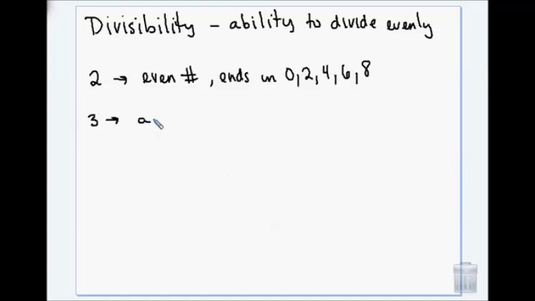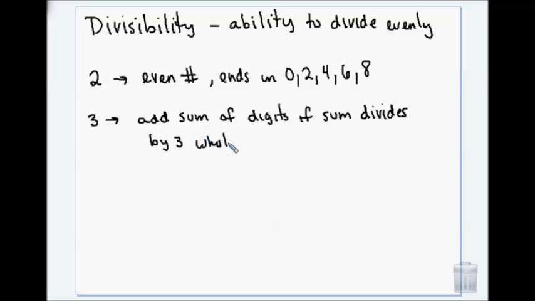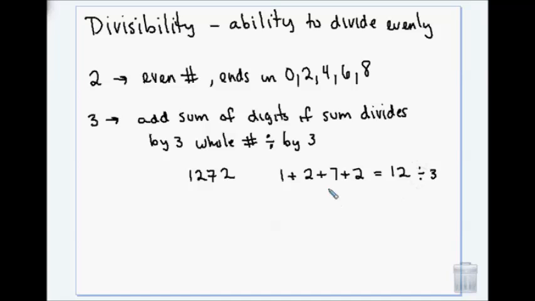For 3, this one sounds weird, but I'll explain it in just a second. Let's take, for example, 1,272. Does that divide by 3? Well, we can figure that out really quickly. Take 1 plus 2 plus 7 plus 2. That's 3, 10, 12. 12 divides by 3? Yes. 12 divides by 3 evenly, right? So 1,272 will divide by 3 evenly.